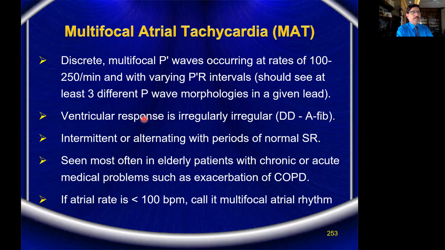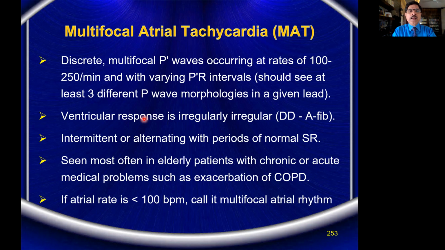Imagine the atrium, the normal firing area is the sinus node. Here, the firing occurs not from the sinus node, but from various points in the atrium. Each point generates a different type of P wave because of its position and its relation to the conduction to the AV node. So the one above will generate a taller P wave, the one nearer to the AV node will generate a shorter P wave, like that. So the P wave will have discrete different morphologies. At least there must be 3 different types of P wave morphology, or even more.